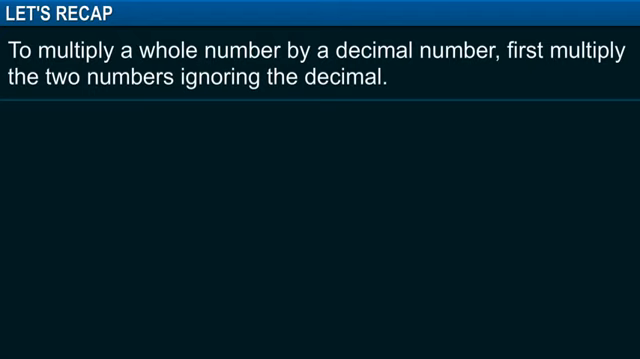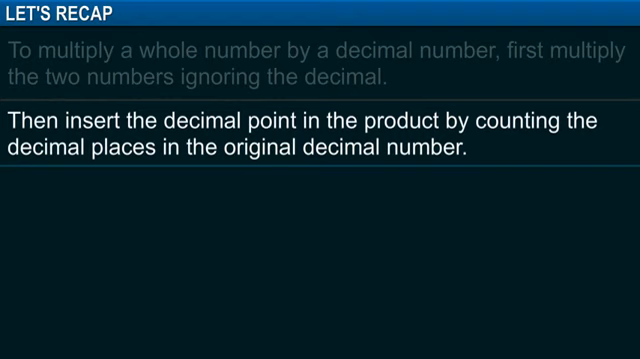In this module, you learnt that to multiply a whole number by a decimal number, you should first multiply the 2 numbers ignoring the decimal. Then, insert the decimal point in the product by counting the decimal places in the original decimal number.